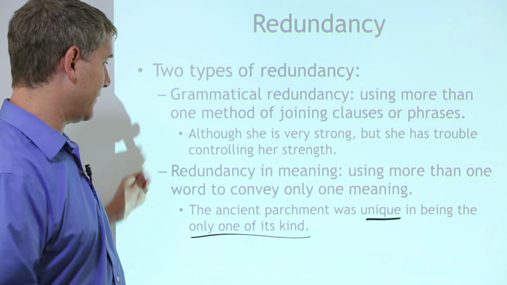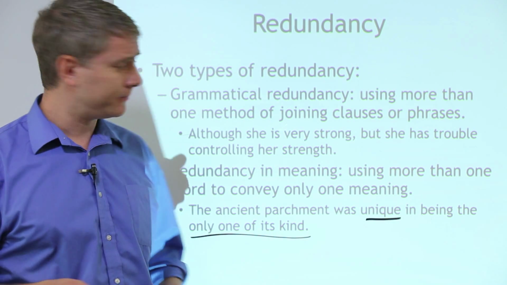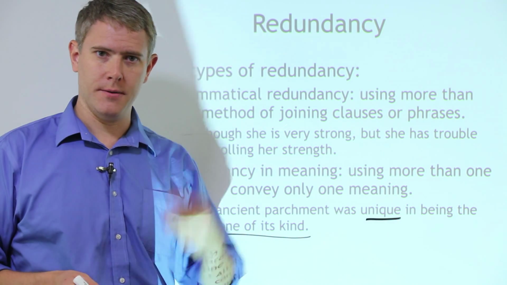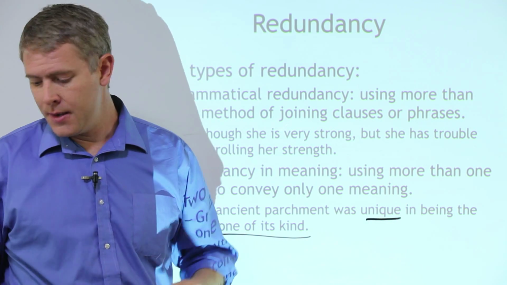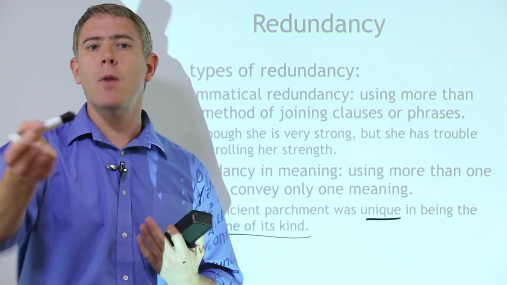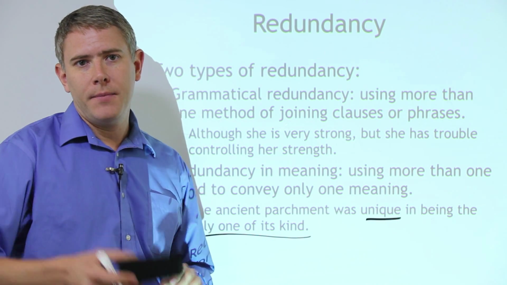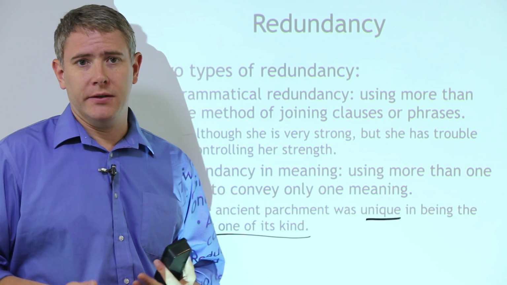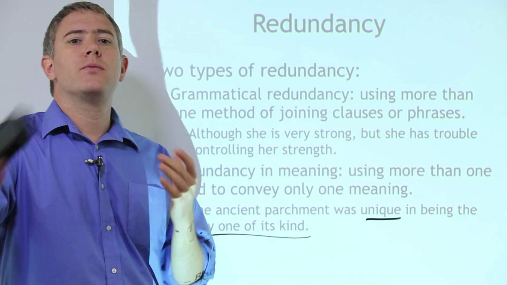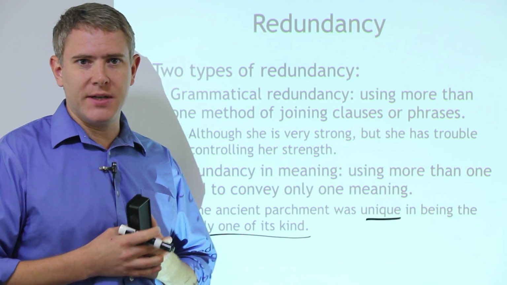So what could I say? I could say the ancient parchment was the only one of its kind. Or I could say the ancient parchment was unique. Either one would be fine, but this is a redundancy in meaning. Now, there is some overlap here with what these words mean and how to understand them, and that'll come up in our diction lesson. When we talk about diction and idioms, we'll talk about how to use these words, when to use them, what they do mean and what they don't mean, and how they sometimes get confused.